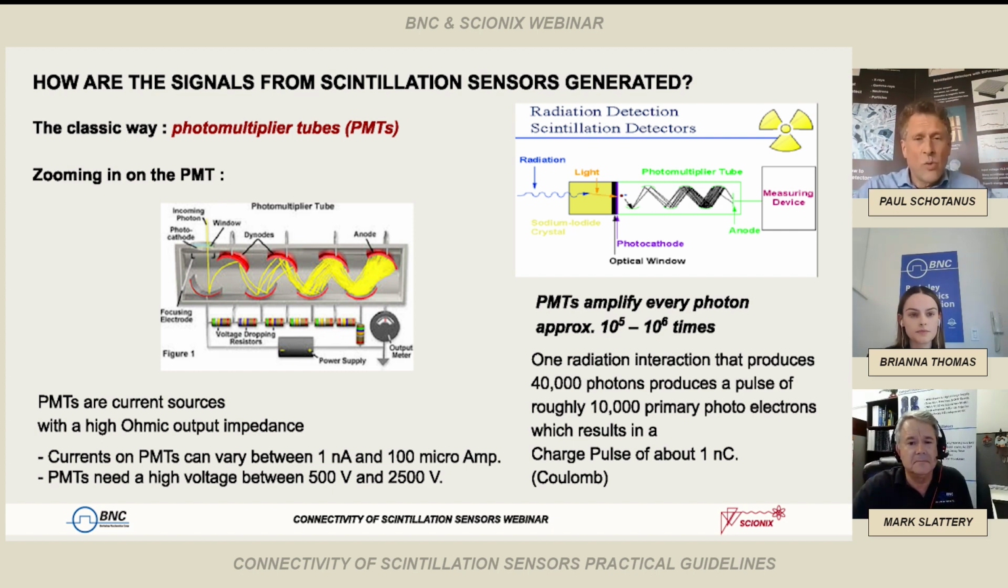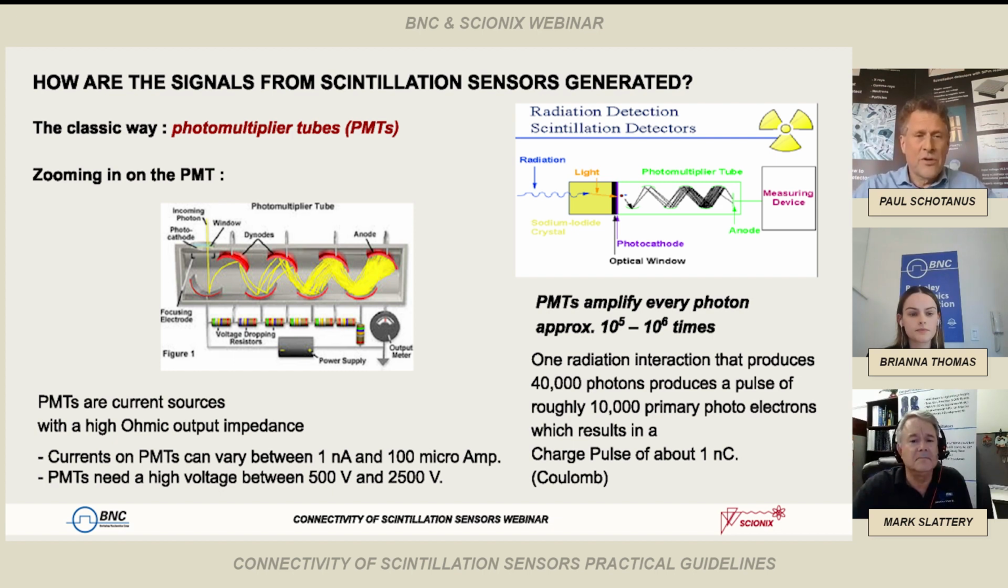You should realize that one radiation interaction produces roughly 40,000 photons per MeV, of gamma rays, for example. And this, in the end, ends up with about 10,000 primary photoelectrons. And when you calculate the charge in the anode, you're roughly talking about 1 nanocoulomb. So it's a really small charge.